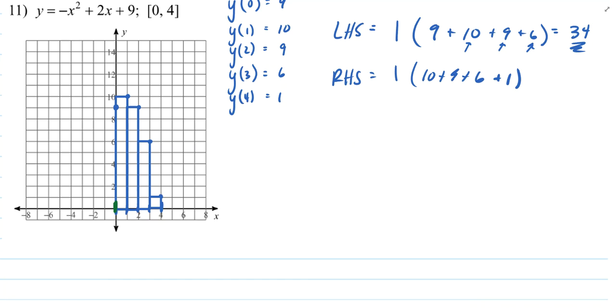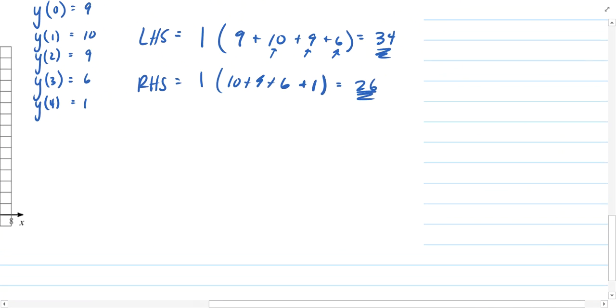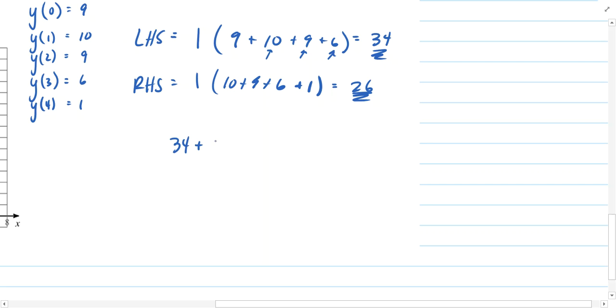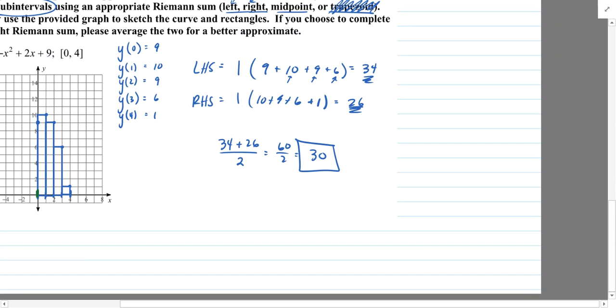And so with our right-hand sums, we're still trying to approximate the area underneath this parabola, but the right-hand sum rectangles have these heights here. So 10 and 9 is 19, and 6 is 25, plus 1 is 26. So the right-hand sum is 26. The average, of course, of 34 and 26 would be 60 divided by 2, which is 30. So our approximation using left and right-hand sums averaged together would be 30 square units.